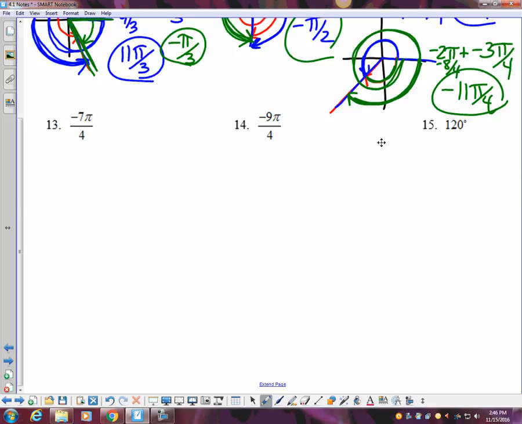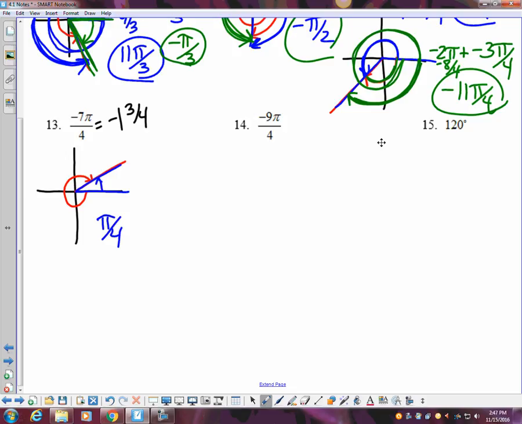Okay, negative 7 pi over 4 would be negative 1 3/4. So negative 1 3/4 of the next one. So for the positive, all I've got to do is get from here to here. Boom. How much is that? Well, that's the 4th that was left over. So pi over 4.